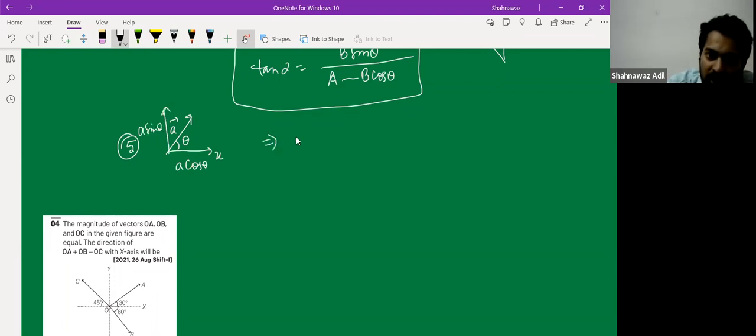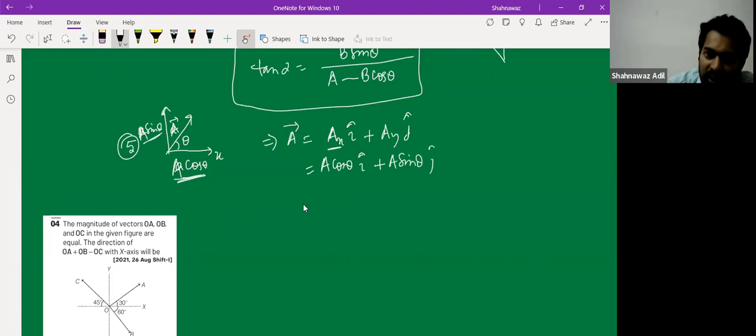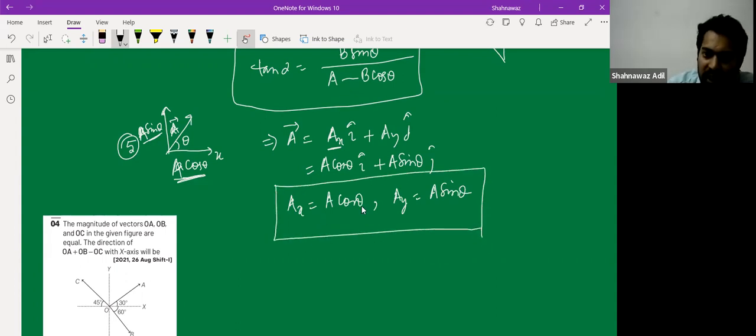Okay, so your vector, let me write capital, so this was A, and we had AX i and AY j. And your AX was the horizontal component, which was this. So this is A cos theta i hat, and this was A sin theta j hat. So your AX was what? A cos theta. And your AY was A sin theta. Okay. So up to this point, we did in yesterday's class.